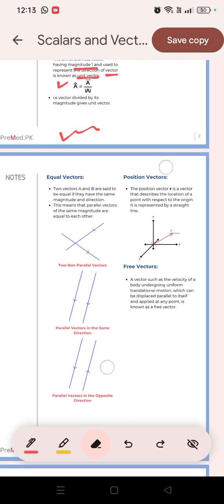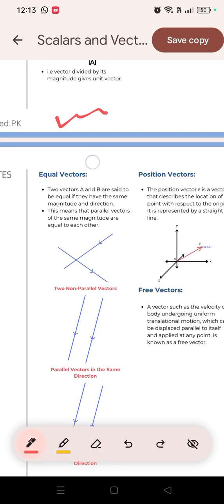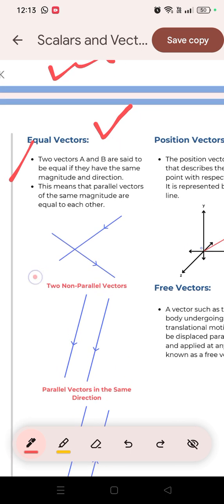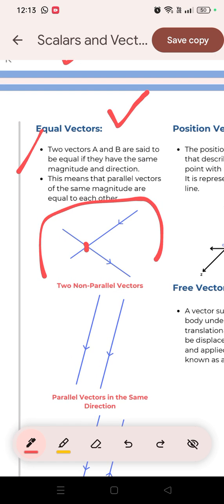Then we have another vector, equal vectors. When the magnitude and direction both are equal, they are called equal vectors. You can see in this diagram there are two non-parallel vectors. This means they intersect. Parallel simply means which do not intersect, but in this figure you can see they are going to intersect each other, so they are called two non-parallel vectors.